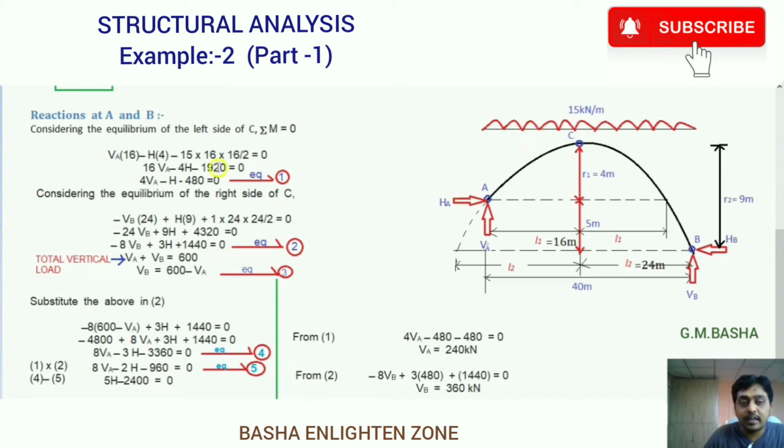That is the reason taking minus H into 4, H into 4 about C. Again minus, we are taking this load. This load also acting up to C, anti-clockwise towards C. Therefore 15 into, how much is the load in the left part? 16 meters. 15 into 16, and the distance we are taking from the center is 16 by 2, means WL into L by 2, WL square by 2. 15 into 16 into 16 by 2. So you take that one will be 0.